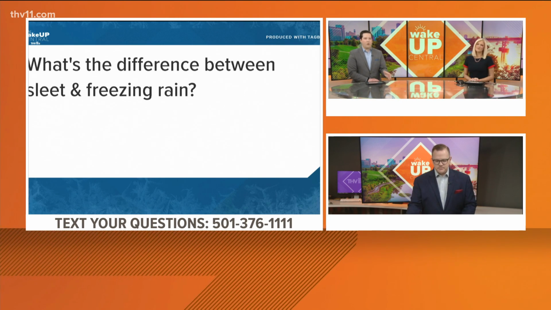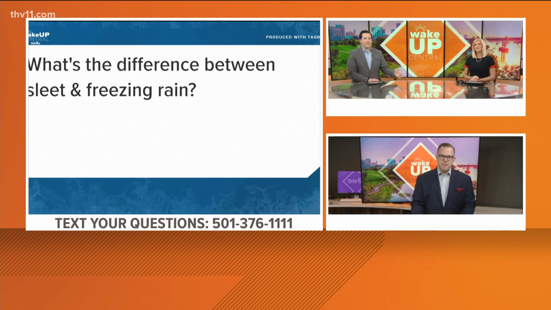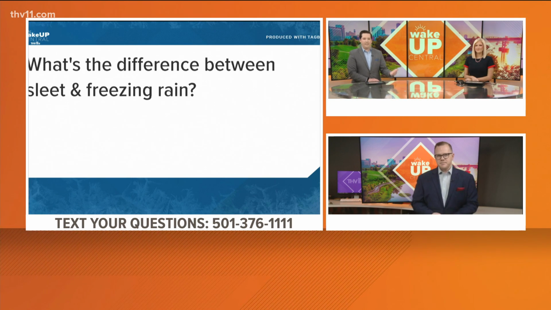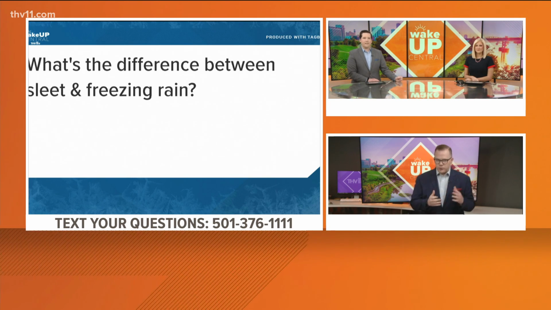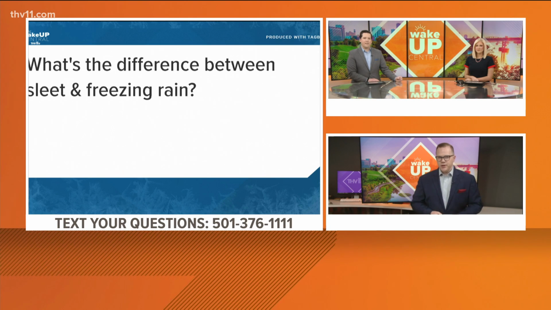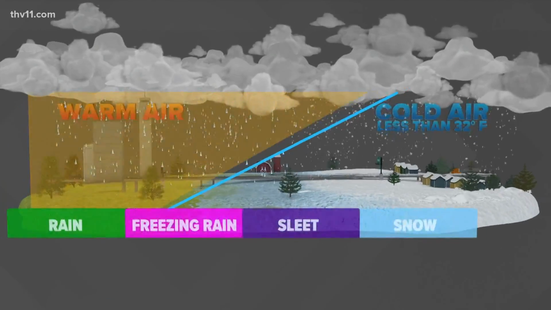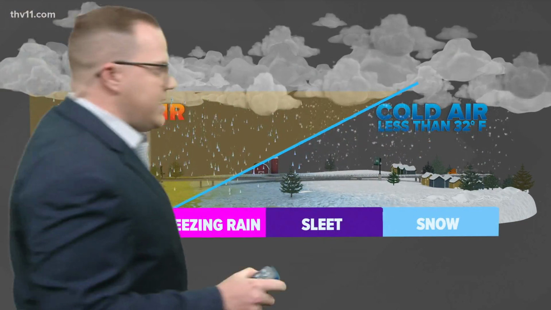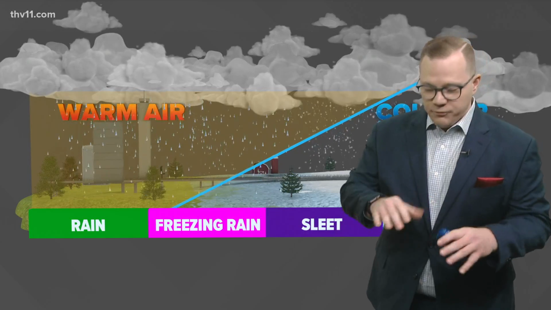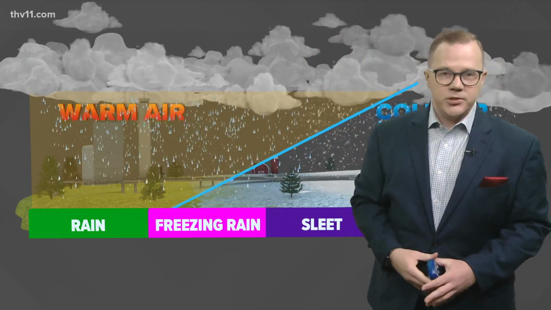Okay, Scott, here's a question for you. What is the difference between sleet and freezing rain? It's a great question, a very relevant question. I'm going to walk over to the chroma wall and help you understand the difference. It really has to do with a warm nose of air. That's the technical term. Here's the key. To get all snow, from the ground upward, you have to have temperatures that are below freezing.